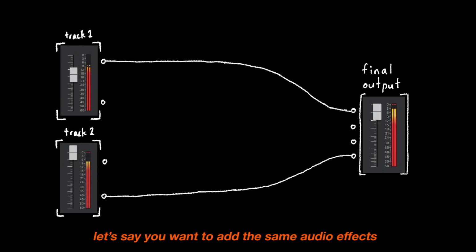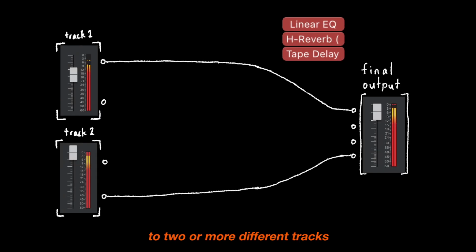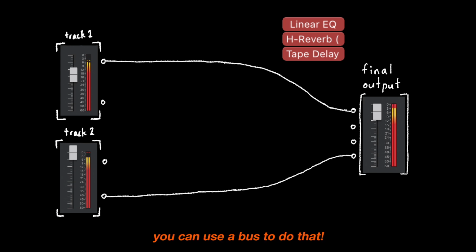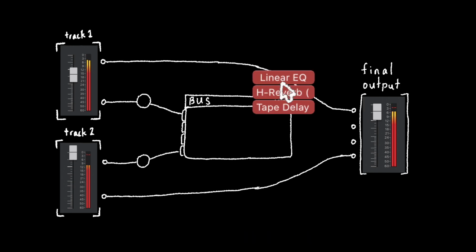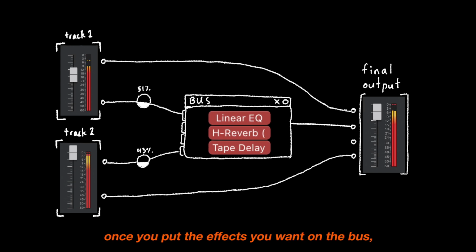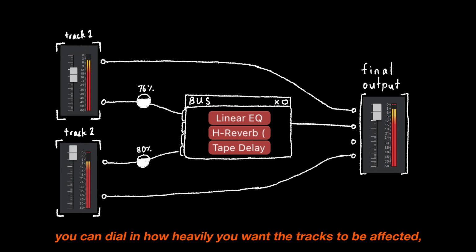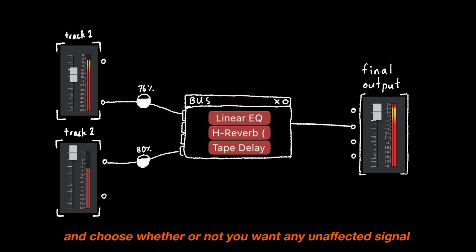Let's say you want to add the same audio effects to 2 or more different tracks. You can use a bus to do that. Once you put the effects you want on the bus, you can dial in how heavily you want the tracks to be affected and choose whether or not you want any unaffected signal to go to the final output.